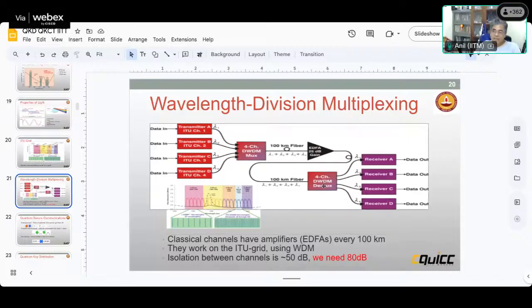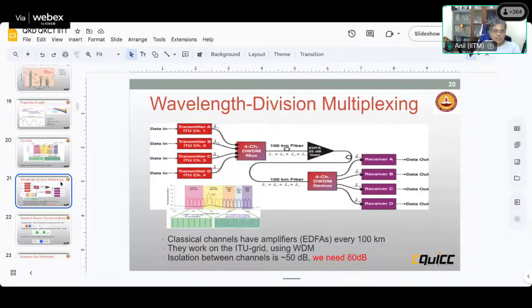What does it mean? It means that if I send 100 million photons on the classical channel, let us say at lambda 4, and I may convert lambda 3 into a quantum channel, only one photon should show up on lambda 3. That's what I mean by 80 dB isolation. Or instead of 100 million, I send 1 billion photons on lambda 4, only 10 of them will show up on lambda 3. That is the kind of isolation we need when we try to co-propagate quantum and classical on the same fiber.